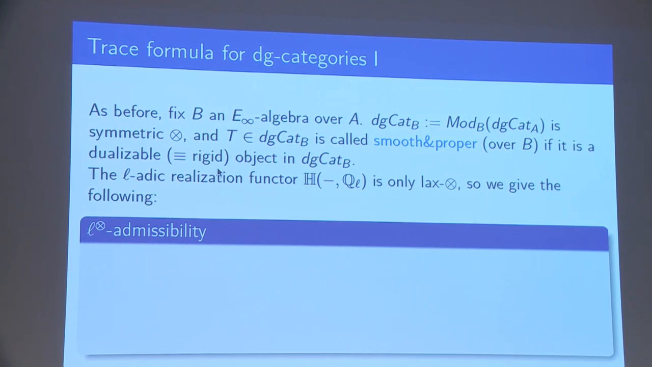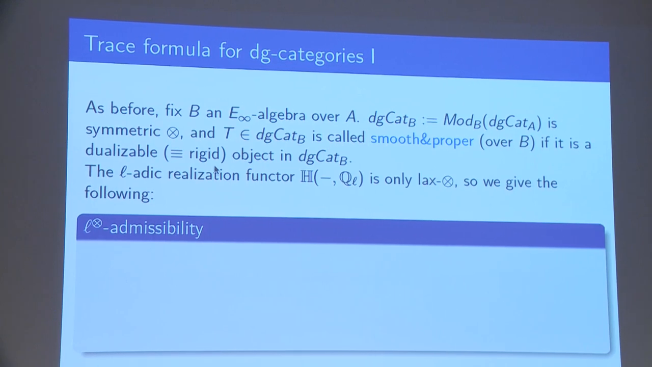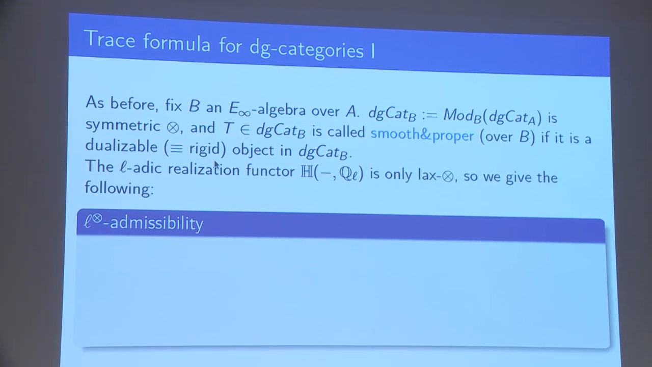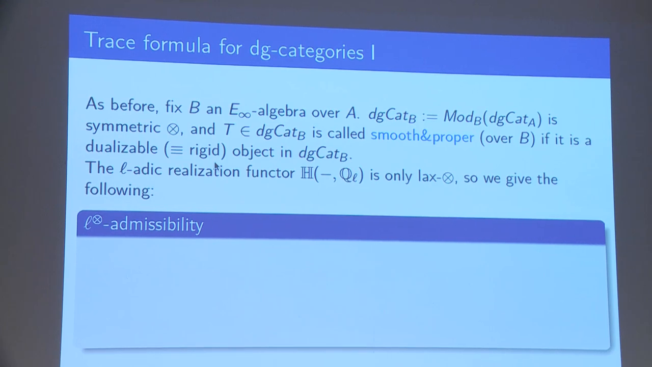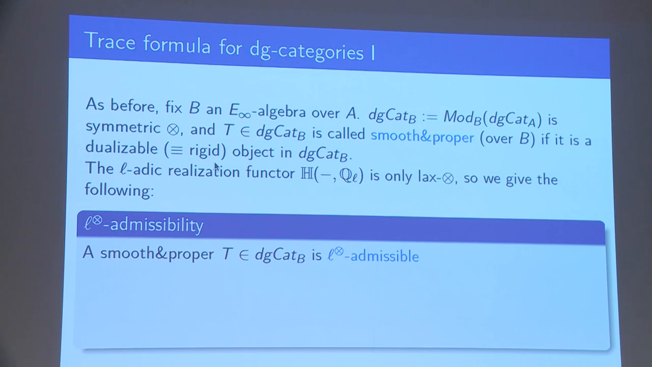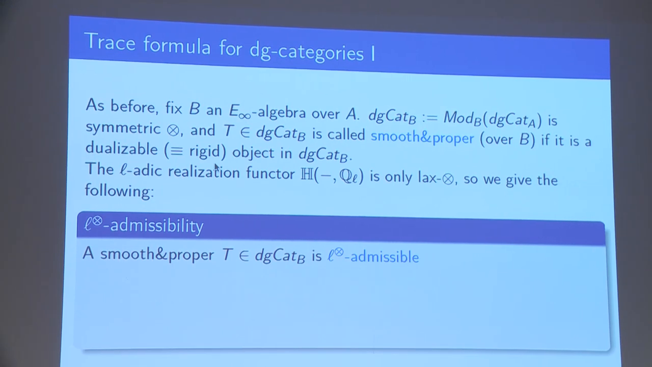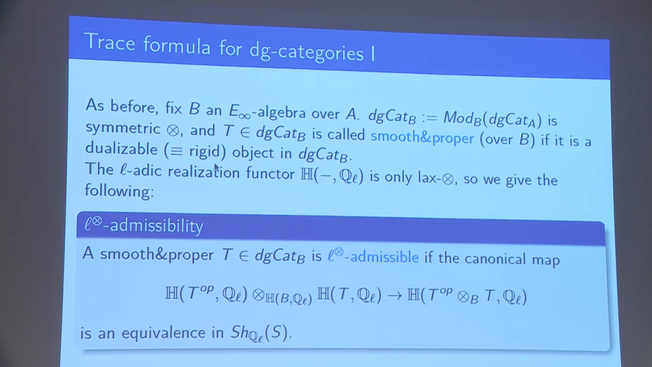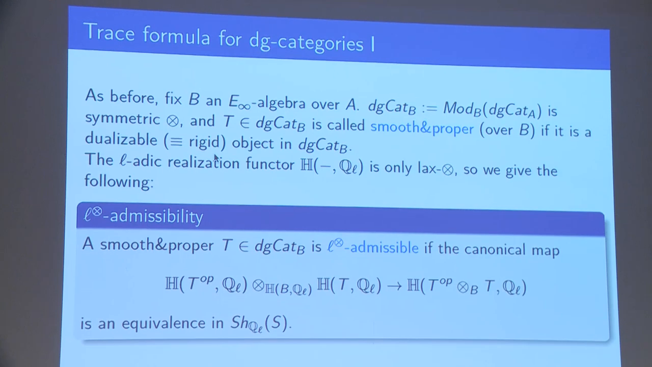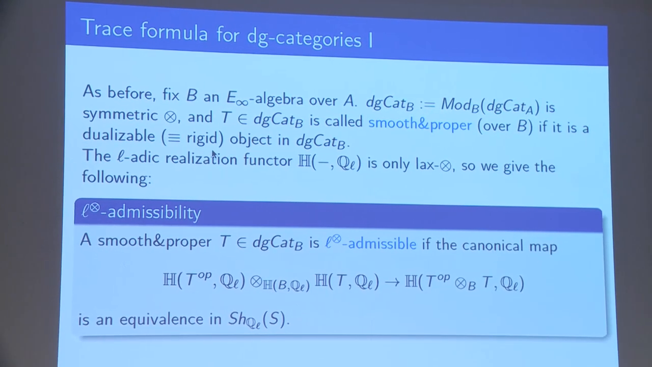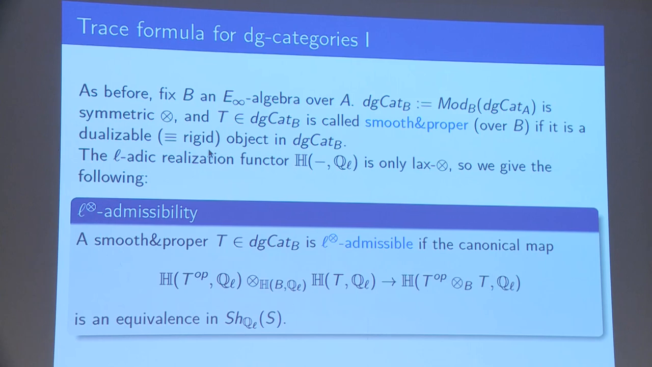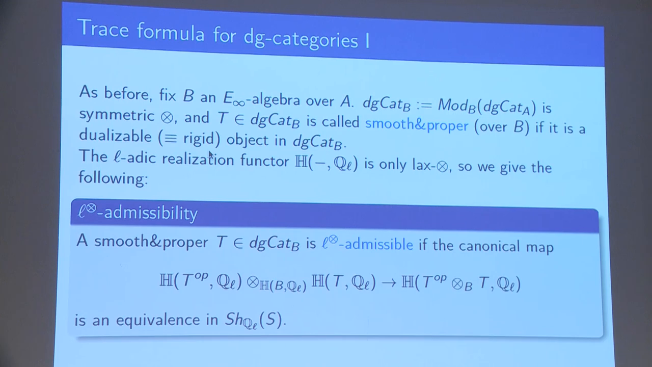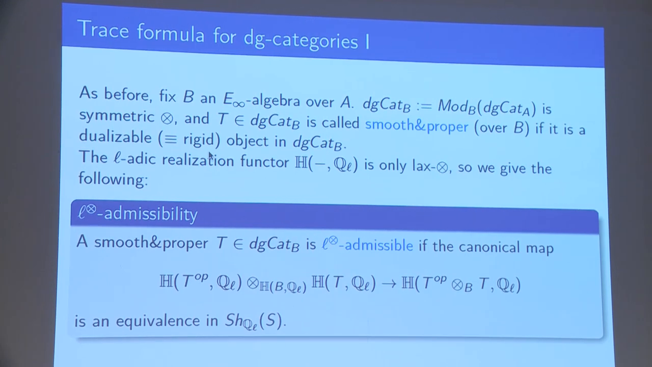Okay, but remember that Marco explained that the Helladic realization functor, H_QL, is only lax monoidal. So we need to give the following definition: we say that a smooth and proper dg category over B is tensor admissible if the Künneth map is an equivalence. This is the map given by lax monoidality, and we don't say that H is symmetric monoidal. We just say that for this T and T op, this thing works.